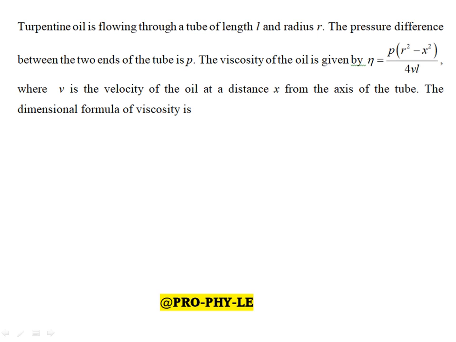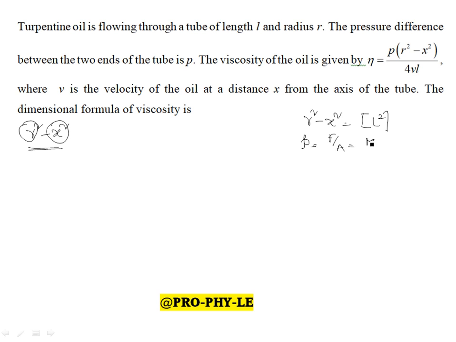You are asked to identify the dimensional formula for viscosity. Now look at this. From this equation, if we are having a quantity like this, whatever dimensions it has, this must also have the same dimensions, and this total quantity must also have the same dimensions. So r square minus x square will have dimensions of L square.